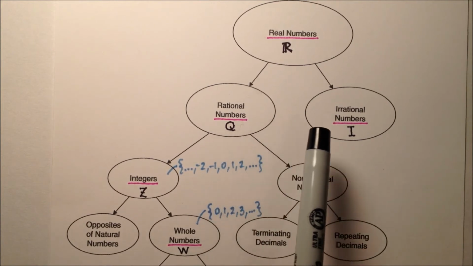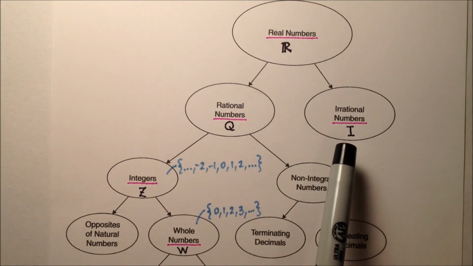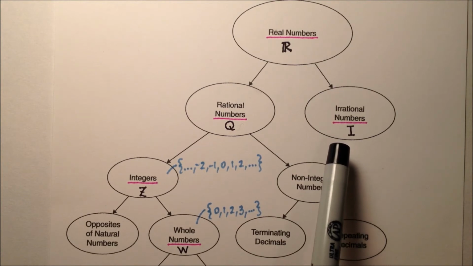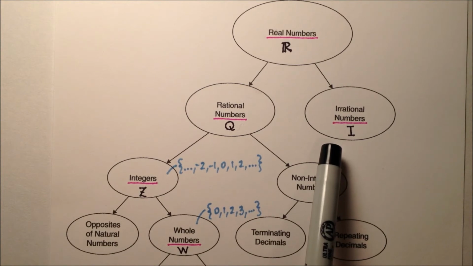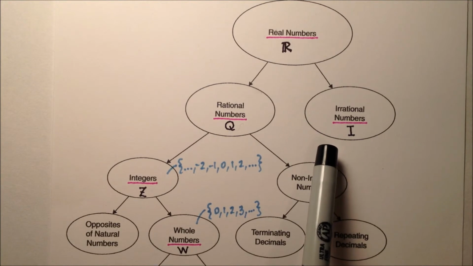The partner set of the rational numbers are the irrational numbers, denoted by the capital letter I. Irrational numbers are any numbers that cannot be written as a ratio of two integers. Typically, irrational numbers are going to be the square roots of numbers that are not perfect squares, like the square root of 2 and the square root of 5. It also includes numbers like pi. These are irrational because the decimals don't terminate and they don't repeat. There's no rhyme or reason to how the decimals continue.